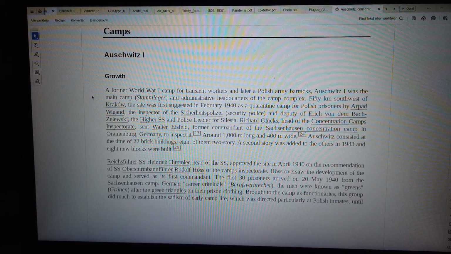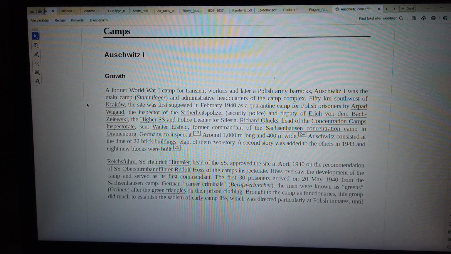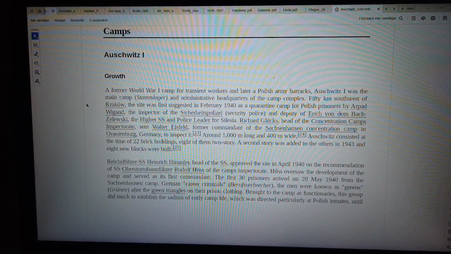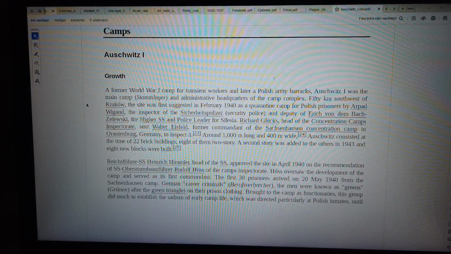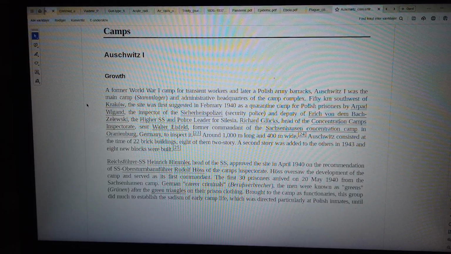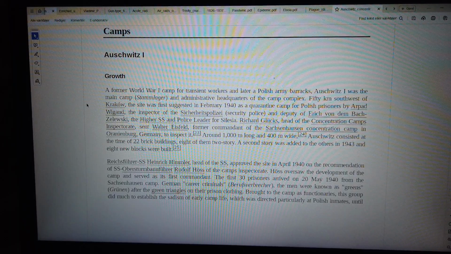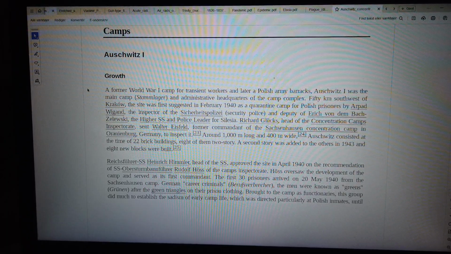A former World War I camp for transient workers and later a Polish army barracks, Auschwitz I was the main camp, Stammlager, and administrative headquarters of the camp complex. 50 kilometers southwest of Krakow, the site was first suggested in February 1940 as a quarantine camp for Polish prisoners by Arpad Wigand, the inspector of the Sicherheitspolizei, security police, and deputy of Erich von dem Bach-Zelewski, the higher SS and police leader for Silesia.